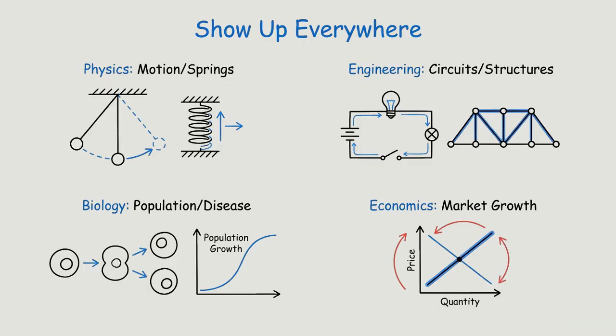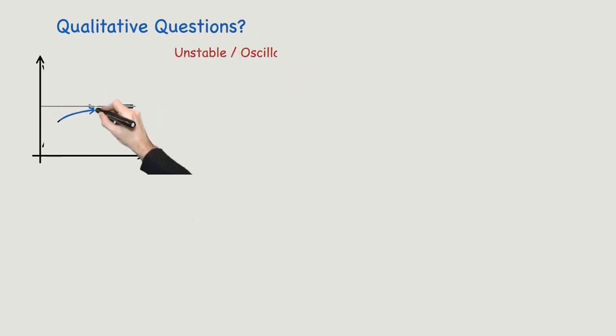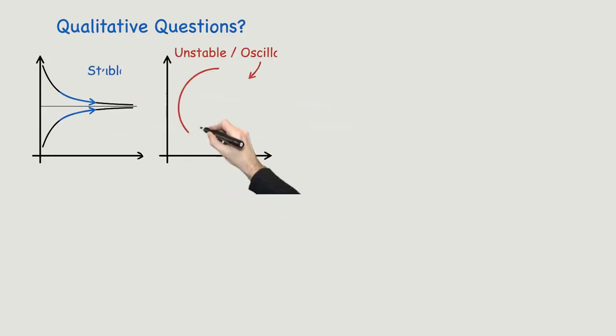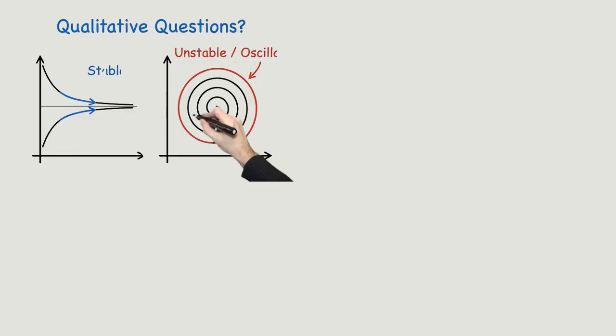Importantly, you don't always need an exact formula to use them. Often, the key questions are qualitative. Will the system settle down or blow up? Will it oscillate? Is an equilibrium stable? Differential equations answer these questions even when exact solutions don't exist.